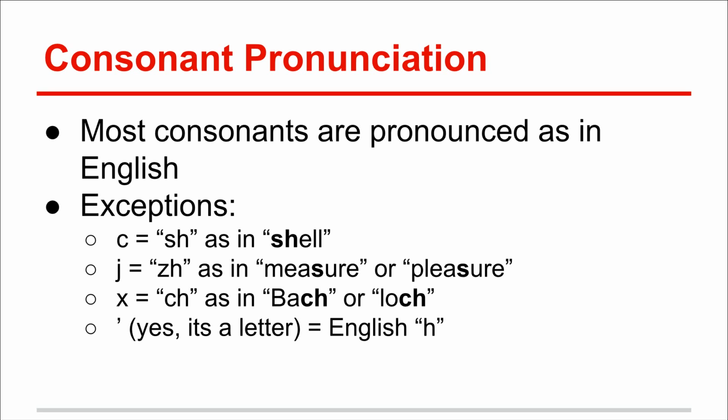The J is never pronounced as a hard J. It's always pronounced as the ZH sound. So you might hear it as in measure or pleasure. Anytime you get that SURE ending in English, that's the sound that you're going for. So J, it's like a ZH sound.